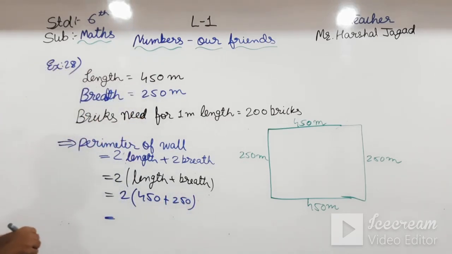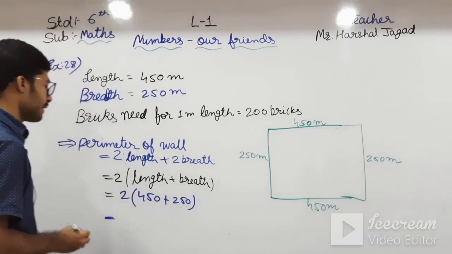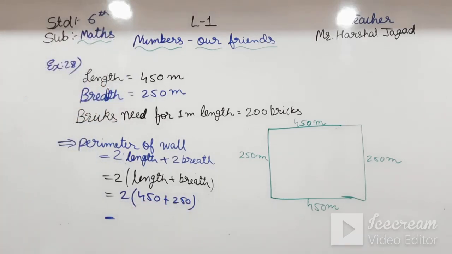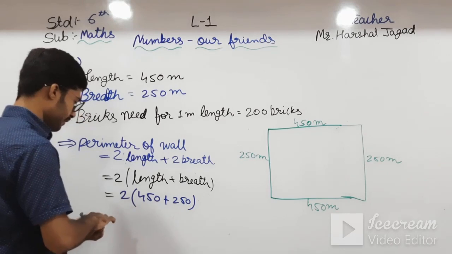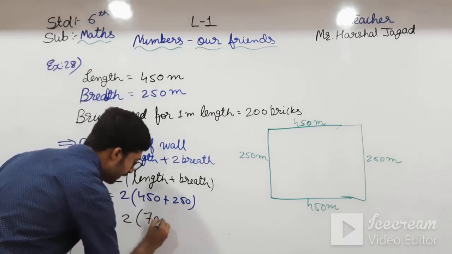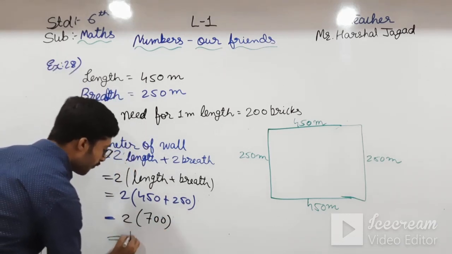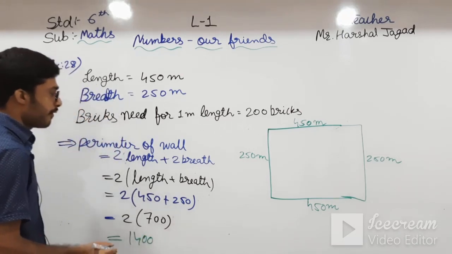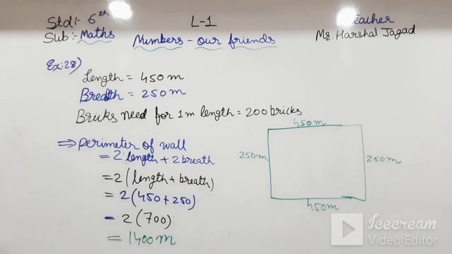So what will be the answer students? 450 plus 250. 4 plus 2 is 6, 6 plus 100, that is 700, or not? 700 into 2, 700. So what we get, the answer is 1400 meter.